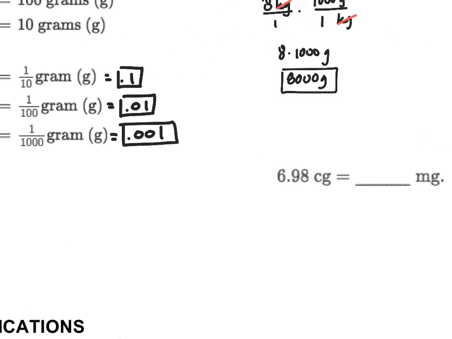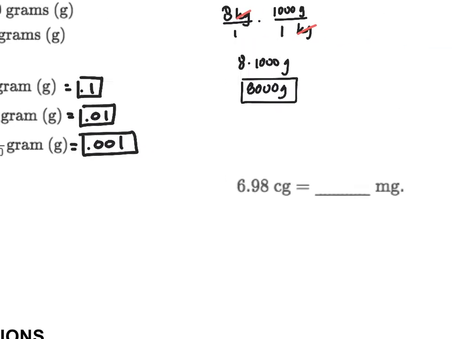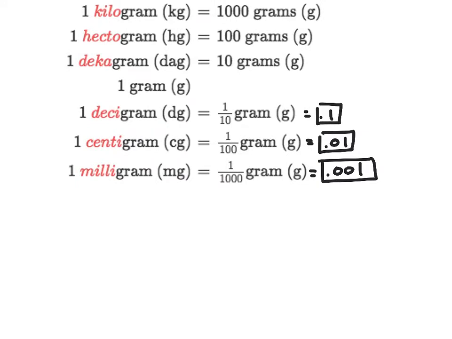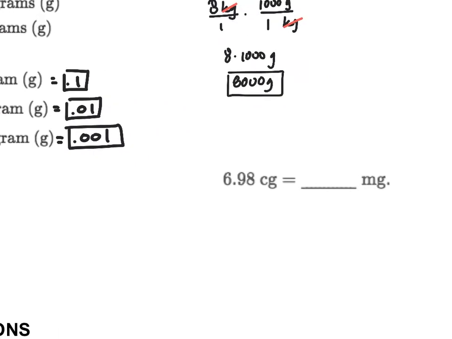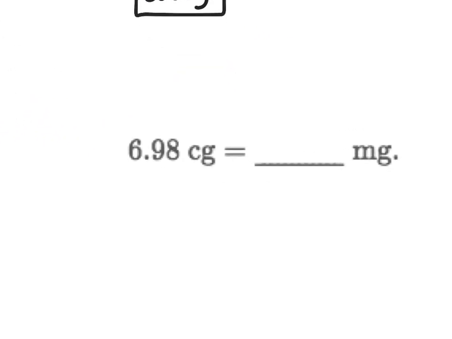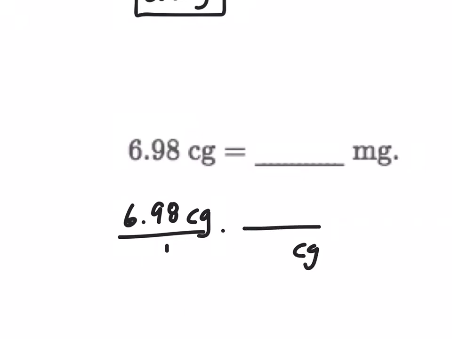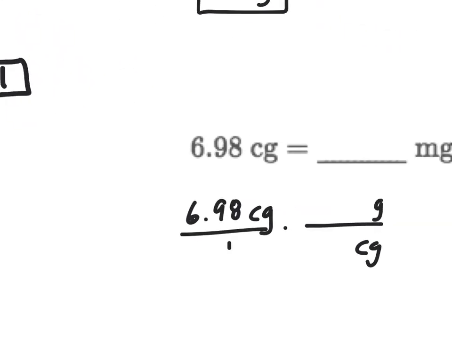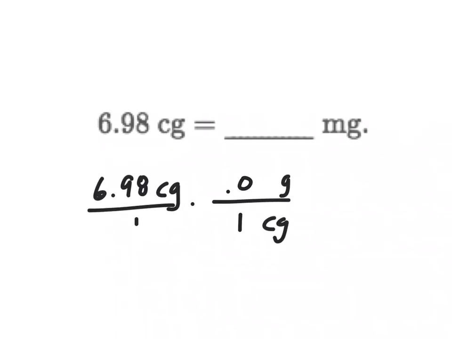Okay, so now, this is where it gets a little weird. Now what we have, and I don't know all of these very well, but I have a centigram here, and we're converting to milligrams. Now there isn't a direct correlation between centigrams and milligrams. We have to convert those to grams first and then go back and convert it to milligrams. And so what I have here, let's just write this out, I have 6.98 centigrams over 1 times grams per centigram. All right, so what do we have for centigram? 1 centigram gives me 0.01 grams.